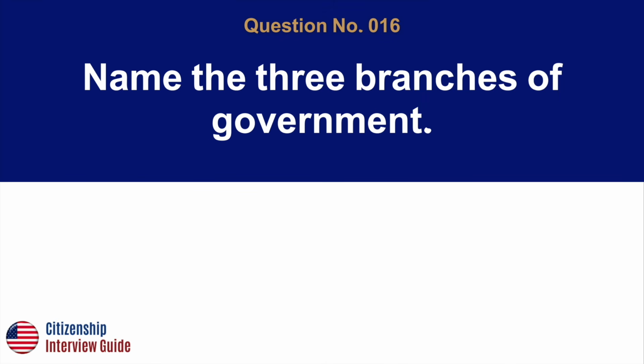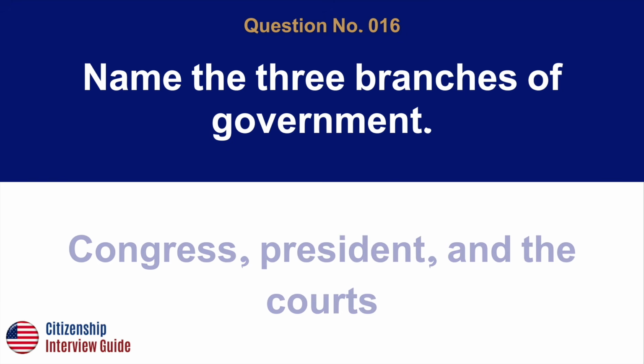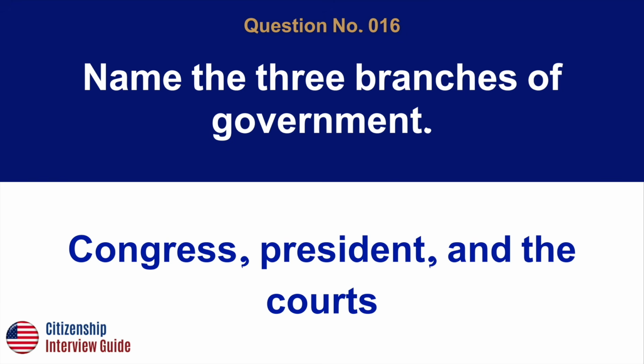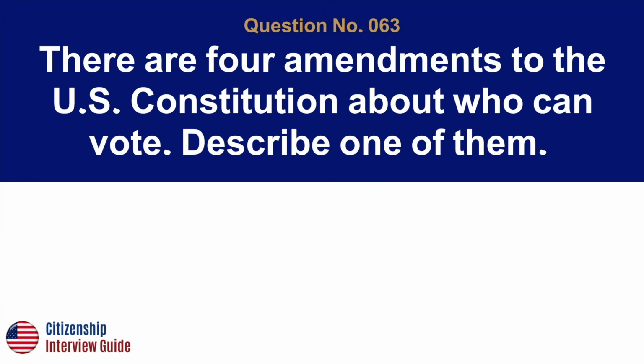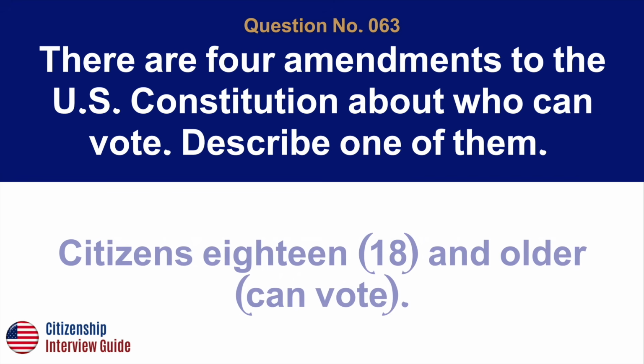Name the 3 branches of government. Congress, President, and the courts. There are 4 amendments to the U.S. Constitution about who can vote. Describe one of them. Citizens 18 and older can vote.